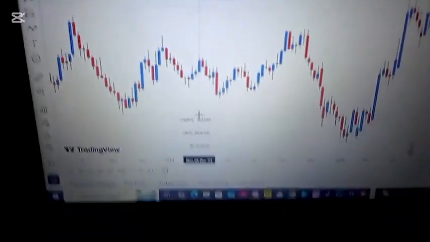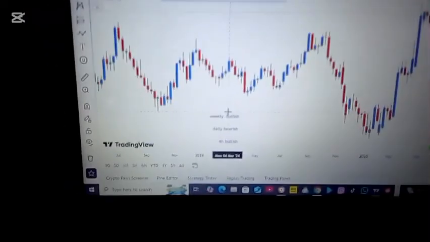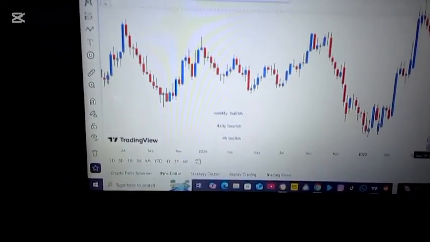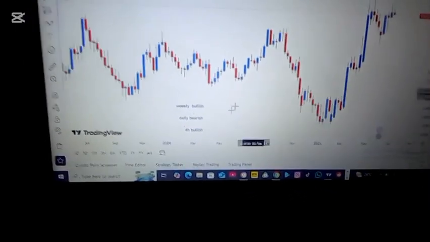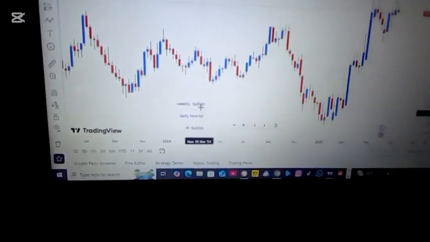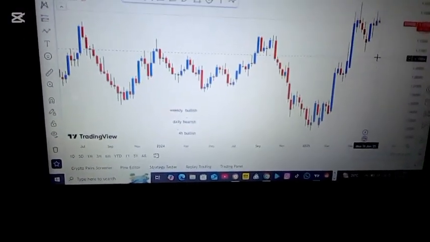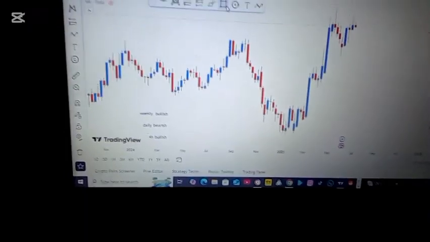So we have to take the majority of what the time frames are telling us, and since most of the time frames are telling us that the trend is bullish, what we have to do is look for more buys, right? We have to look for buying opportunities, not selling opportunities right now.